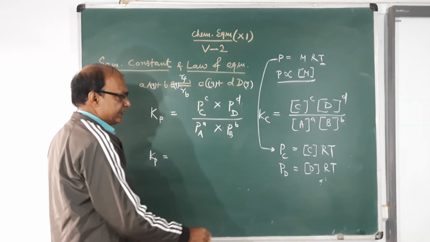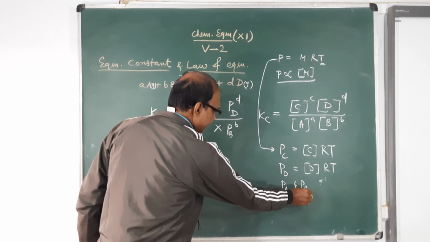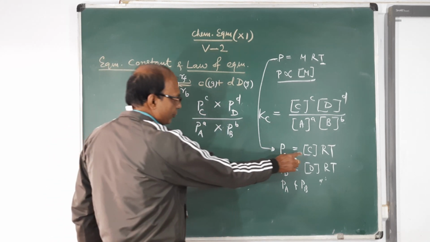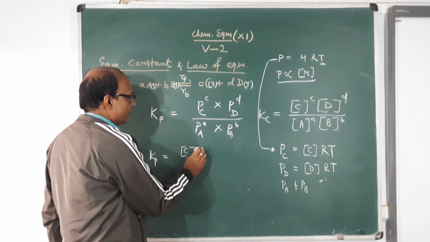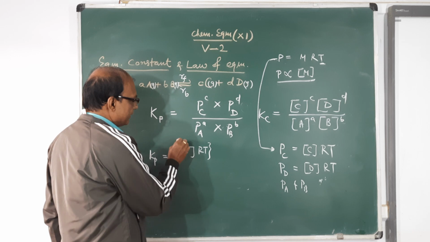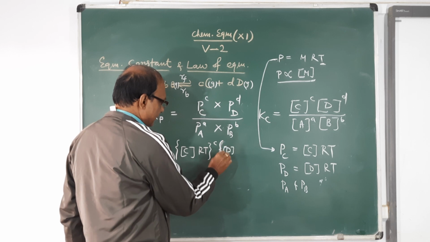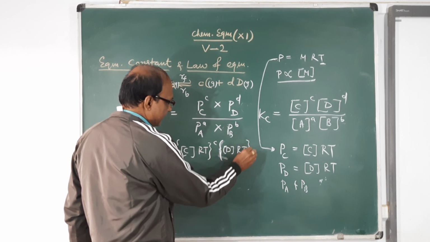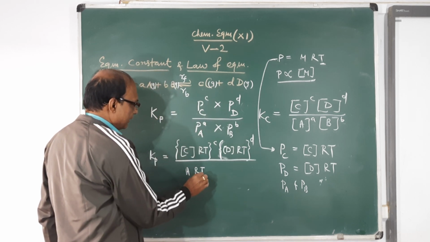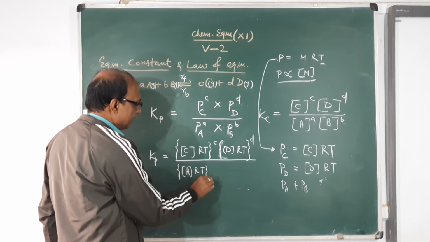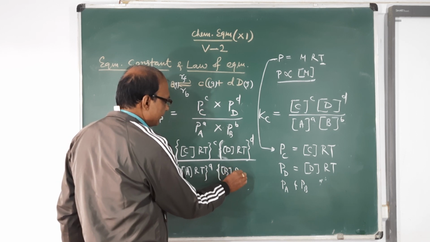Therefore, if you put their relations here, PC, PD, PA, PB like this. PC equals molar concentration of C into RT. Therefore, you can write (C RT)^c into (D RT)^d divided by (A RT)^a into (B RT)^b.